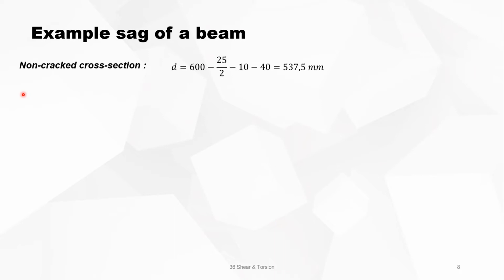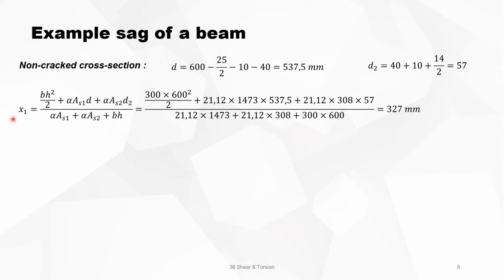For the non-cracked cross-section, we consider first d, the effective depth, which is 600 total depth minus the point of gravity of the tension reinforcement minus the stirrup diameter minus the concrete cover, which gives us 437.5 millimeter. The d2, the position of the point of gravity of the compression reinforcement, is then the concrete cover, the diameter of the stirrup, and the point of gravity of the compression reinforcement, which gives us 57 millimeters.